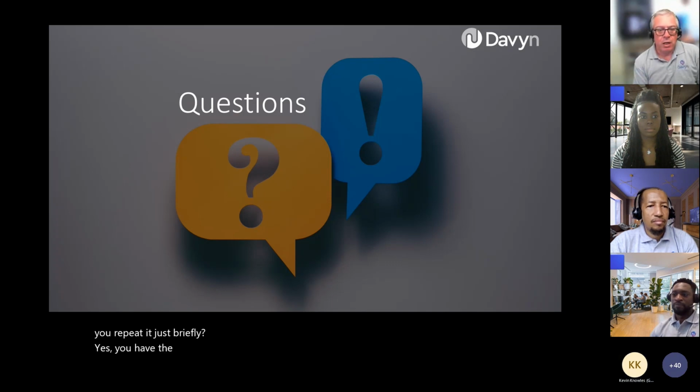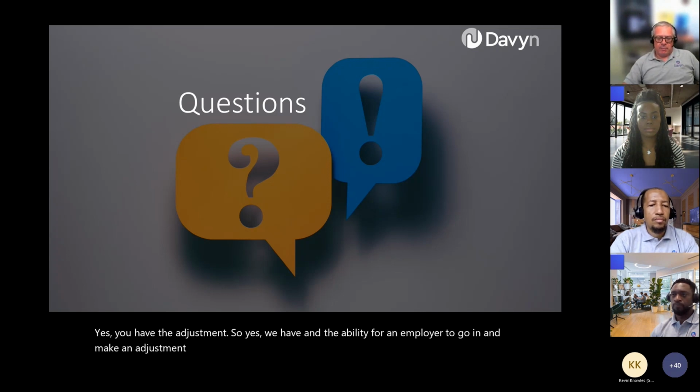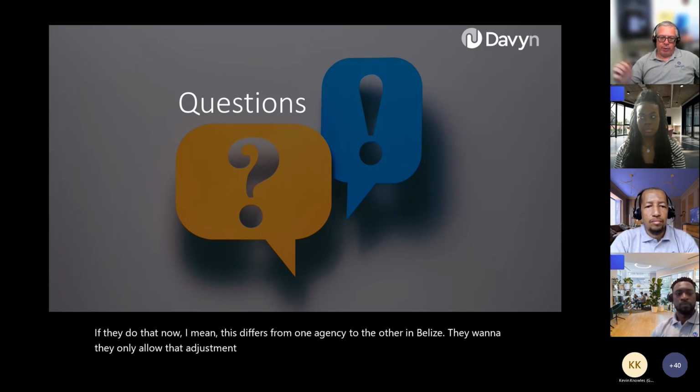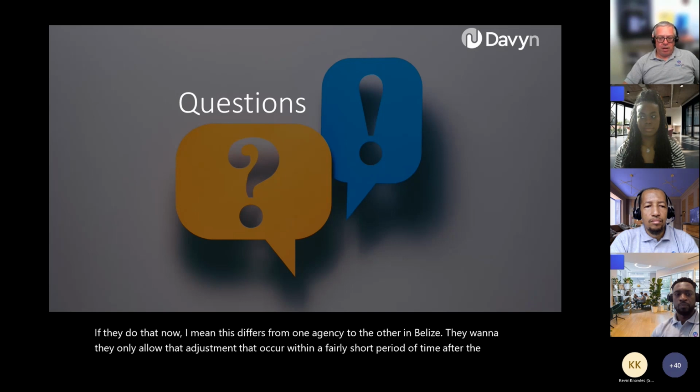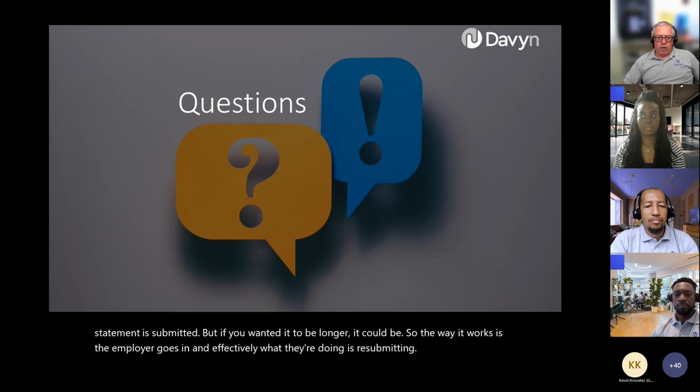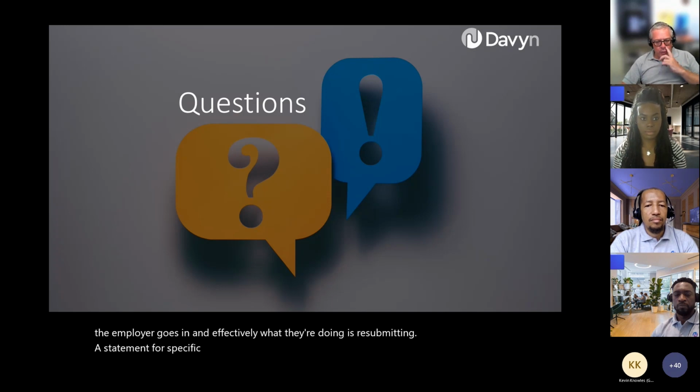So yes, we have the ability for an employer to go in and make an adjustment to a previously submitted statement. This differs from one agency to the other. In Belize, they only allow that adjustment to occur within a fairly short period of time after the statement is submitted, but if you wanted it to be longer, it could be. The way it works is the employer goes in and effectively resubmits a statement for specific individuals, and when they do that, it effectively replaces what was originally provided.